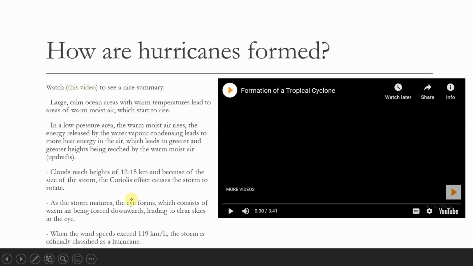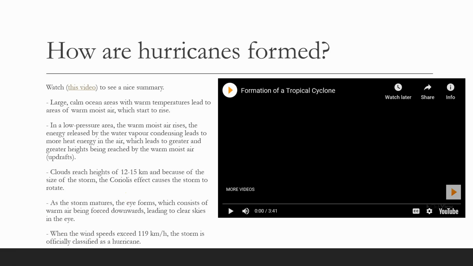And as the storm matures, the eye forms, and that's because surrounding the eye is what's called the eye wall. All the wind in the eye wall is being forced upwards, and once it gets to the top, it has to spread itself out, and so you end up getting air that is forced downwards into the middle of the eye of the storm. And because it's downwards moving air, the clouds clear up, as we've seen before.